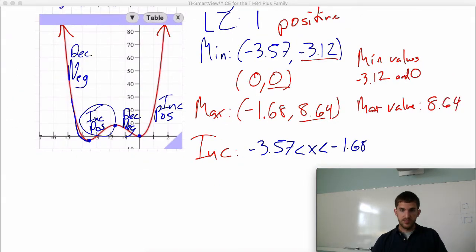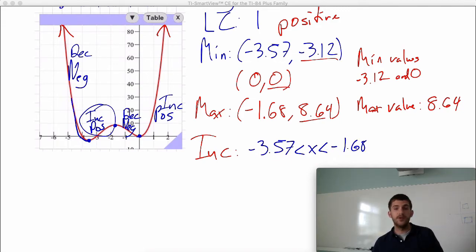Let me shift this a little bit so my face isn't covering. Pardon me. So that is one way to write it. That's a lot of words, or a lot of symbols, I should say. Let me just go through it again. This is saying that it is increasing for all x values that are between negative 3.57 and negative 1.68.